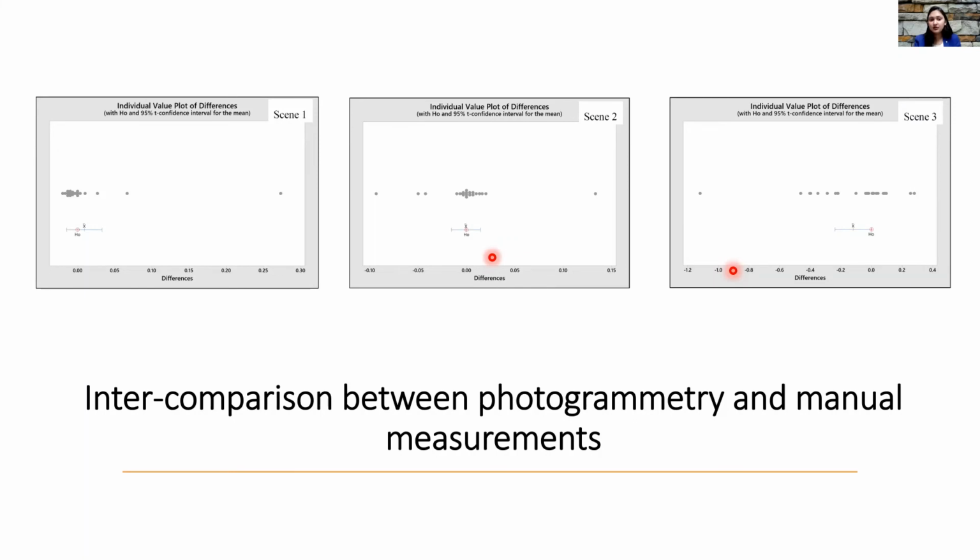Some outliers are present, but that's because of the object clarity, as well as, if it was a bigger object, it gave me an outlier over here. The differences again in scene 3 are spread everywhere. Again, inadequate data in both cases.